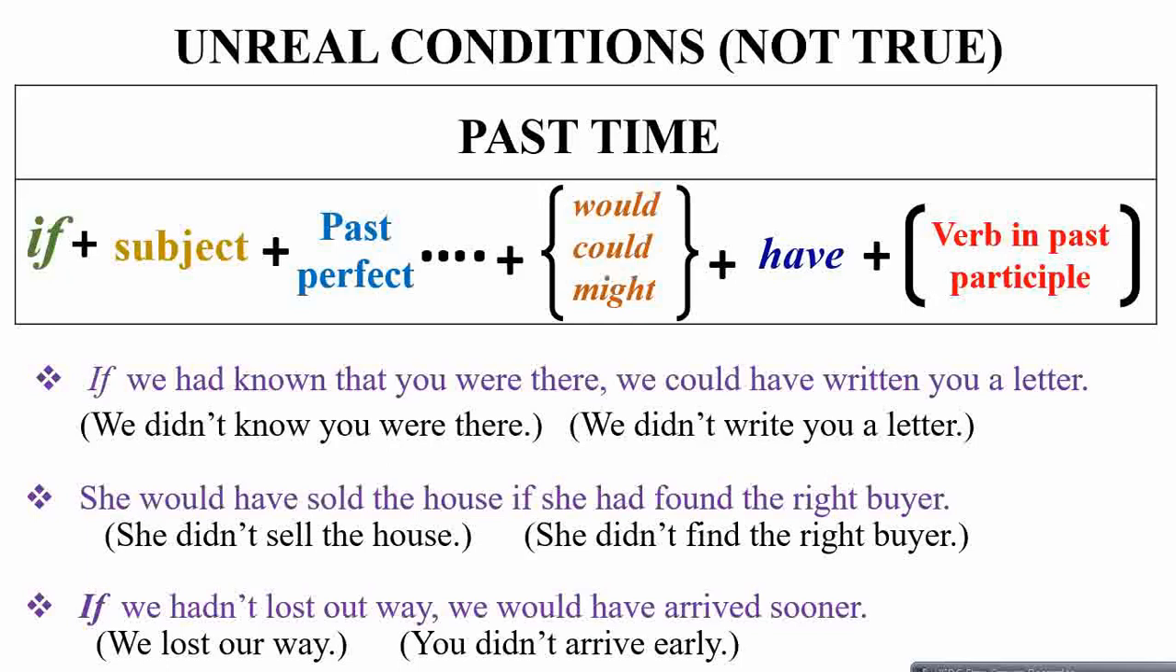कि you know that you did not know that you were there, as a result you would not been able to write a letter. Second example, she would have sold the house if she had found the right buyer. First, she did not sell the house because she did not find the right buyer. So that's how you will make the unreal conditional not true sentences.